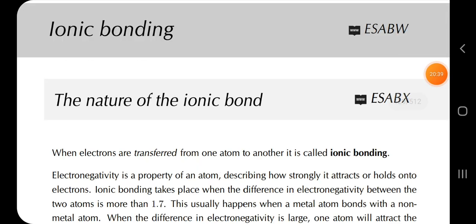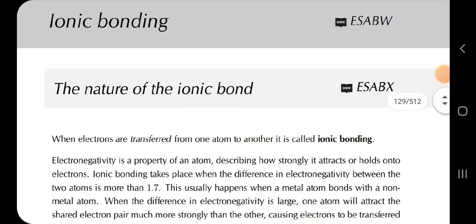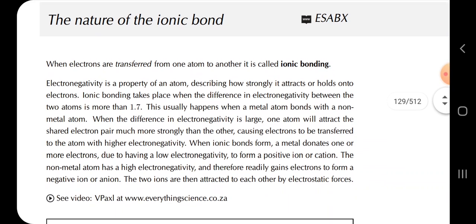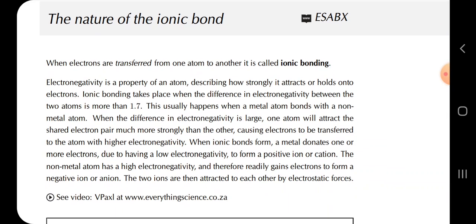Now we're going to look at ionic bonding, the nature of the ionic bond. Electronegativity is a property of an atom describing how strongly it attracts or holds on to electrons. Electronegativity shows how strongly an atom can hold on to electrons.